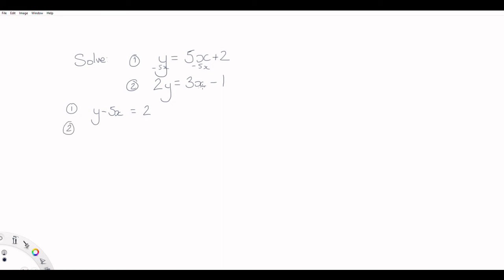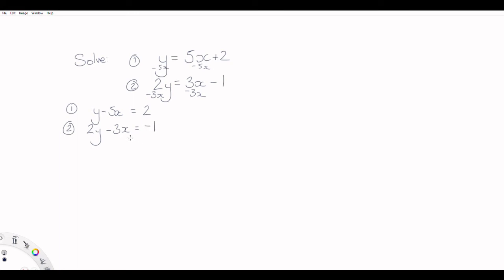Now let's look for number 2. We're going to follow the same process. If we got a positive 3x here, we want a minus 3x. So we want to do the same thing on the left-hand side. This time we have 2y minus 3x equals minus 1.